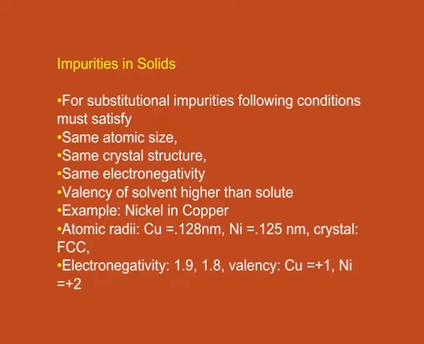that is FCC. The electronegativity for both the elements is 1.9 and 1.8 respectively. And if we think of the valency, then copper has a valency +1 and nickel has a valency +2. So, they constitute a very nice solution and solvent phase.